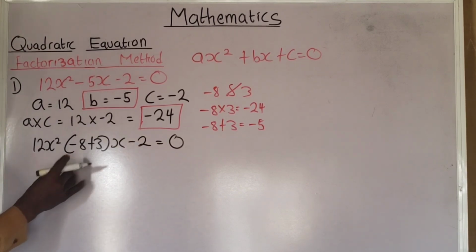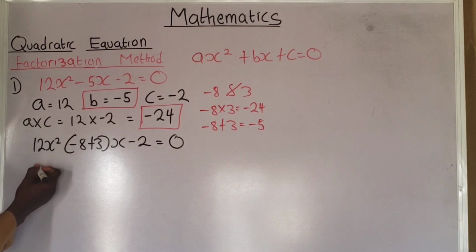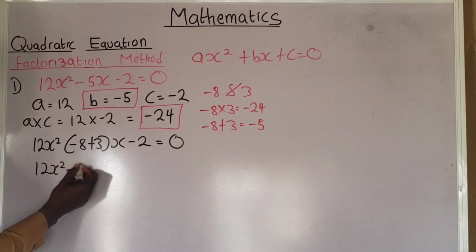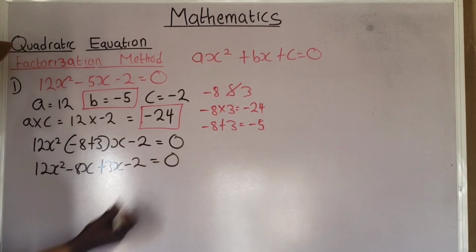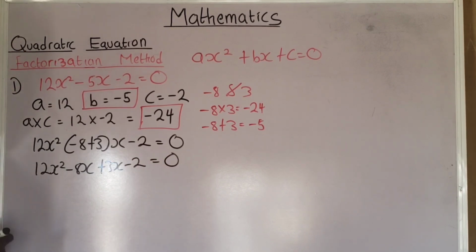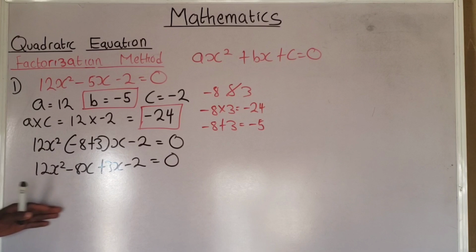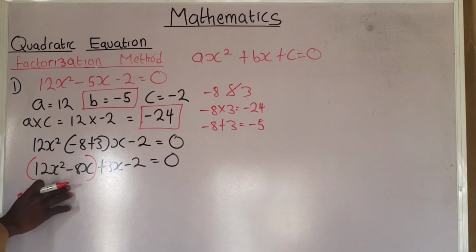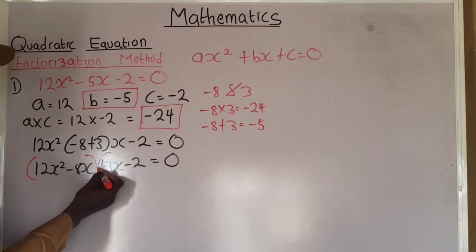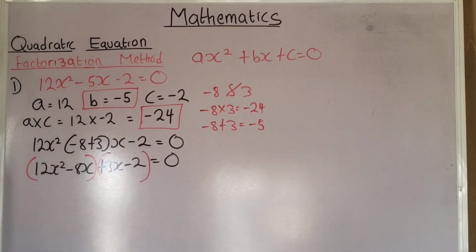Now, here I'm going to open the bracket using the x. I'm going to have 12x squared minus 8x plus 3x minus 2 equals 0. Okay, so here I'm going to separate this quadratic equation into two parts. The first part will be the first two terms, 12x squared and negative 8x. And the second part is plus 3x and negative 2. So now I'm going to factorize each part. Now, what is the common factor of 12x squared and negative 8x?